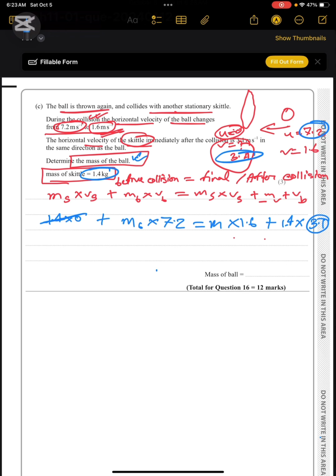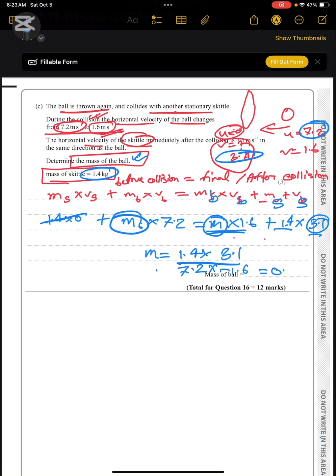This is the mass of the skittle, which is given. This is for the ball and this is for the skittle. So we can find out this mass and this mass. As we don't know the ball's mass, we can take it common and the answer will be 1.4 times 3.1 divided by 7.2 minus 1.6. The answer will be 0.775 kg. So this is the mass of the ball. So we're done with question number 16.